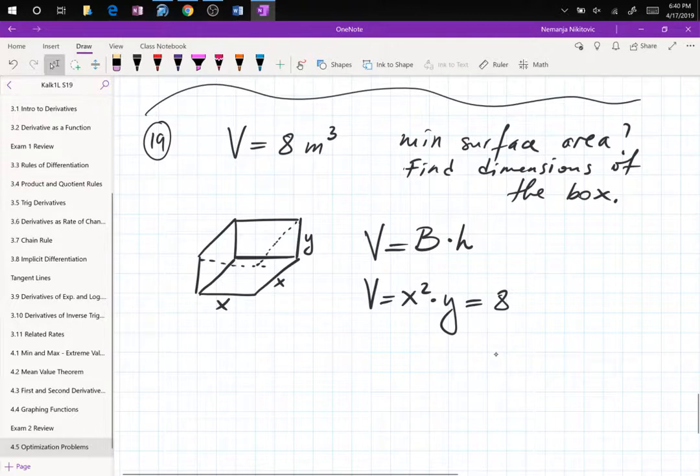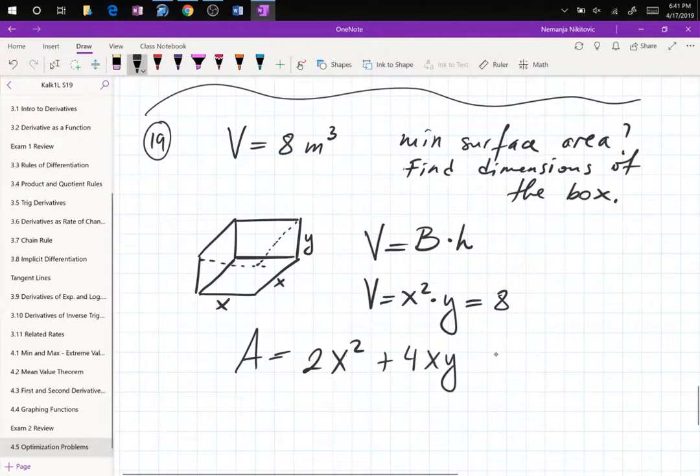X squared, good. So I have the area of top and area of the bottom. So area will be 2x squared, because I have x squared for the bottom, for the floor, and x squared for the ceiling, right? So 2 of those. And now I have 4 sides. Each side is xy, right? If you take a look at this over here, right? That's one of the 4 faces, and it's xy.